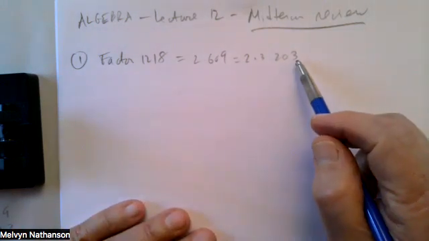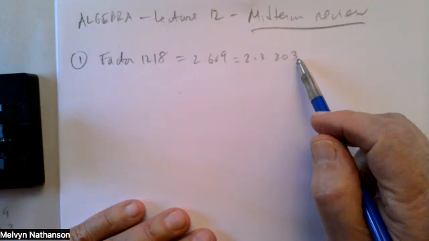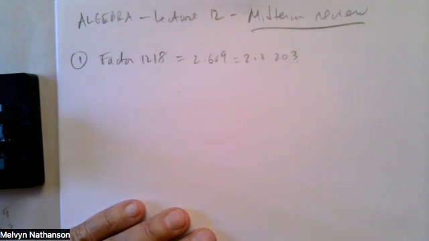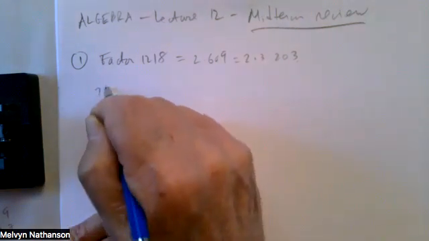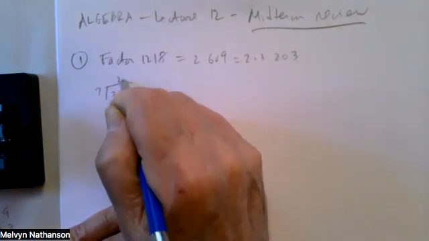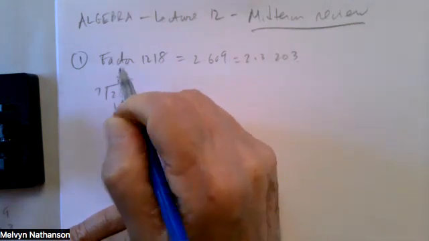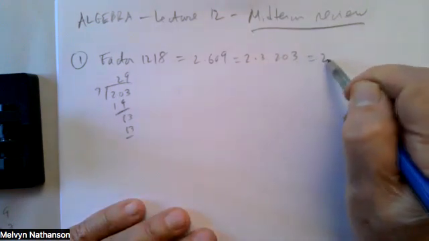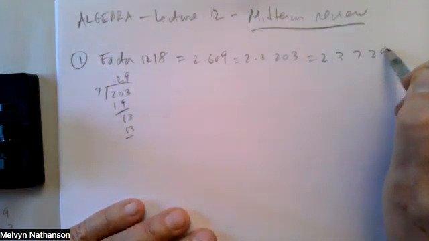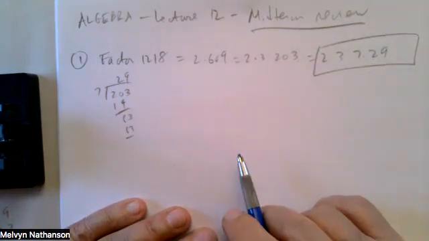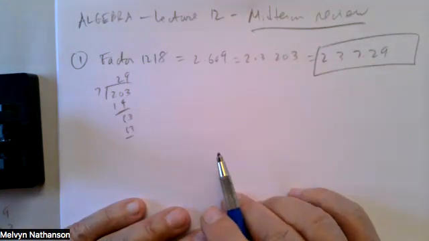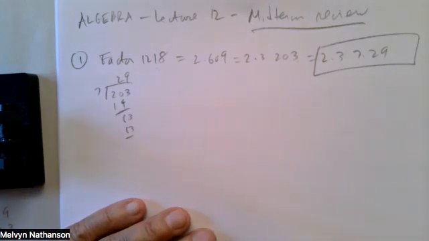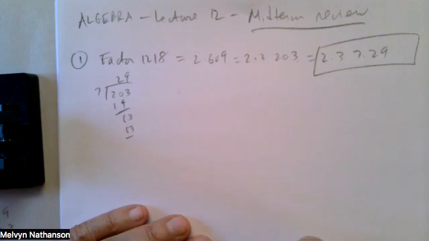Let's see, what can we say about 203? It's not even. It's not divisible by 3 or 5. Is it divisible by 7? I don't know. 7 into 203. Yeah. So this is 2 times 3 times 7 times 29. And that's the factorization. We factored this into a product of prime numbers. Okay. Any questions about this?